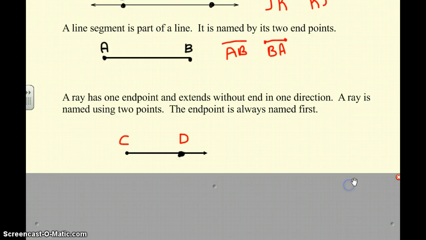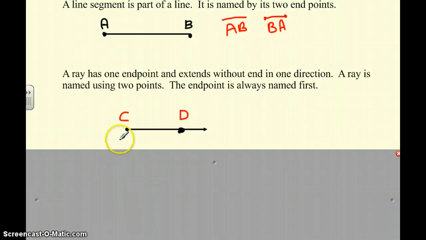This is a ray. Okay, a ray has 1 endpoint, and then it has 1 end that extends into one direction. A ray is named using 2 endpoints. The endpoint is always named first. So with this one, C is our endpoint, so that would be the first letter of the name of our ray. And then the endpoint that's toward the end that goes out in one direction is D. So we'd put CD, and then we want to show this is a ray, so we would signal this is a ray with the symbol.